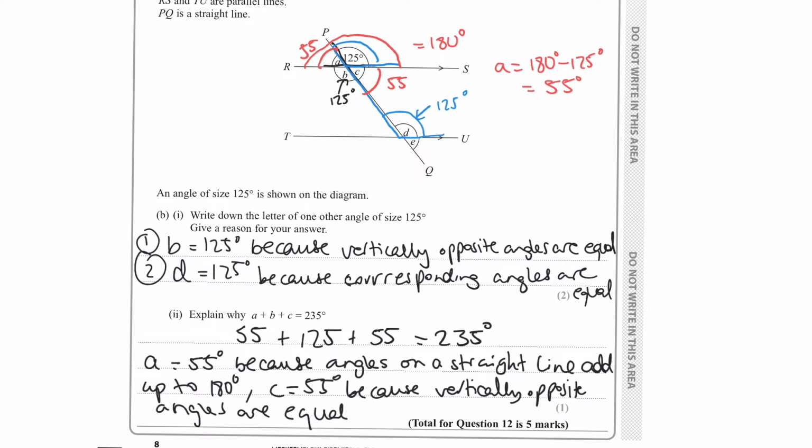And I want to show you another way you could have worked this out, because the good thing with questions on angles and parallel lines is there's more than one way. Another way could have been that the 125 degrees and C are also on a straight line. So you could have worked out that C is 180 minus 125, which is 55, and then said that A is a vertically opposite angle, so therefore they're equal. So either way is fine.